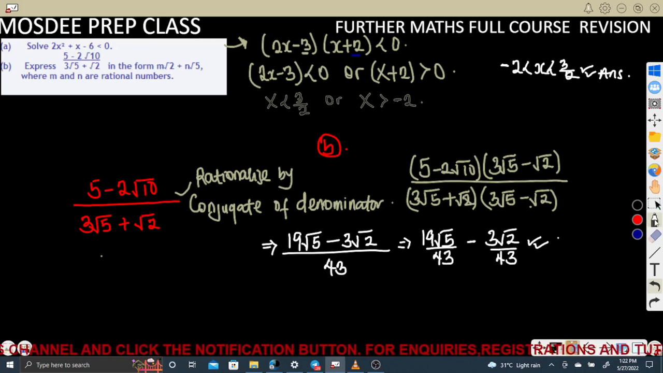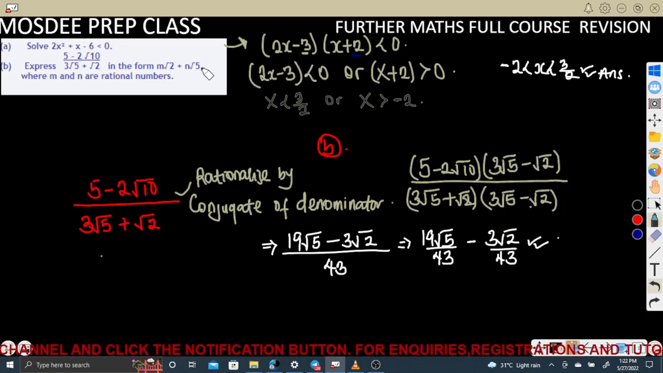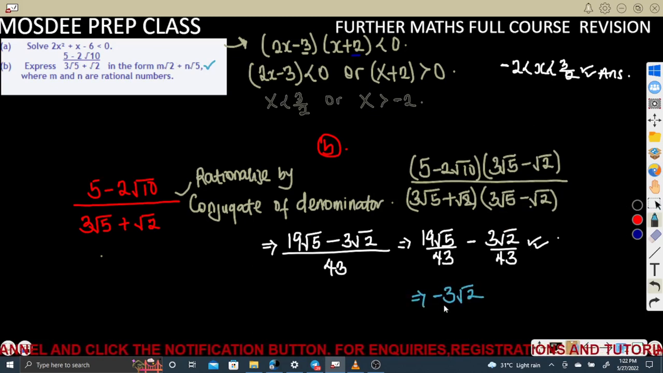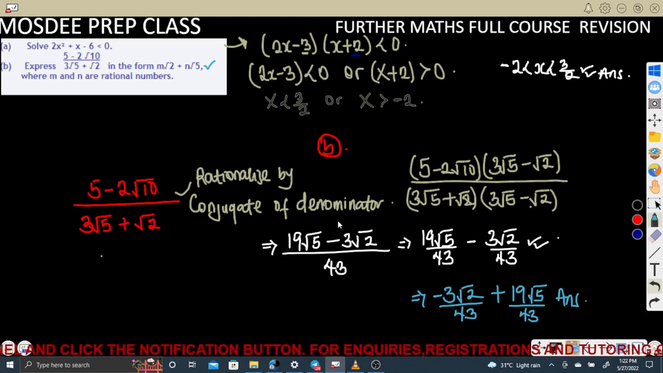Teachers should focus on telling students to actually read and understand the question. It's one of the most important things. Root 2 should come first, root 5 should come second. So that means I am to write in this format: minus 3 root 2 over 43, then plus 19 root 5 over 43. So this is the format WAEC will accept, and that is the solution for the first question. So guys, let's check the next question.